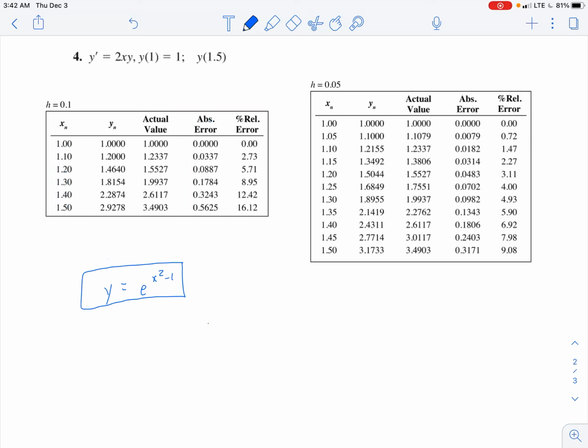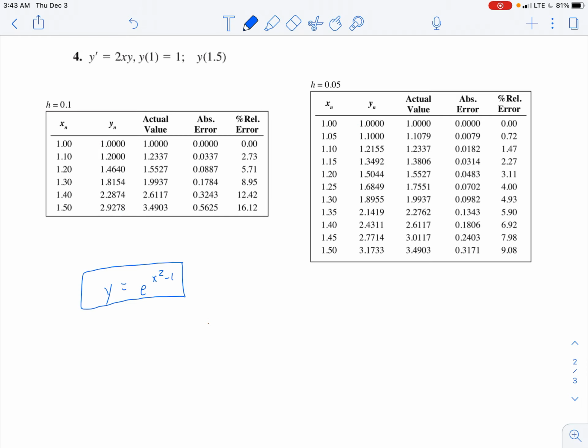And then we're just going to do the same thing, but now these are steps of 0.05, and so instead of doing that over and over and over again, I can just plug it into the program. Again, we're going to plug these values in to find the actual value, and then all these values are going to come from using Euler's method.